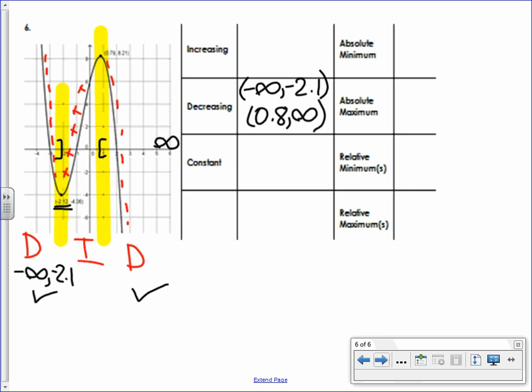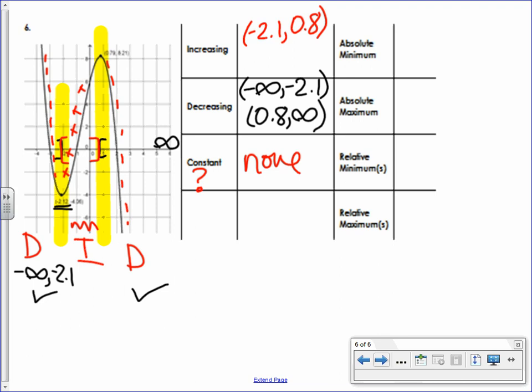Now I've got to look at my one place where it's increasing, which is right here. So it's increasing from this x value, which we said was negative 2.1, until my next x value right here, which we said was about 0.8. So that's got all three of my intervals. Is there a place where it flattens out? Is there a constant? Nope. Still not a constant area.